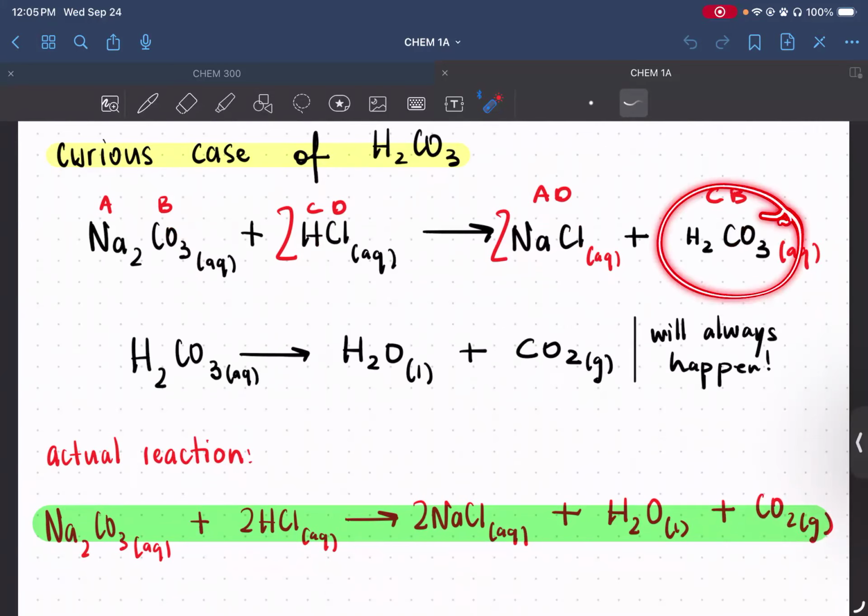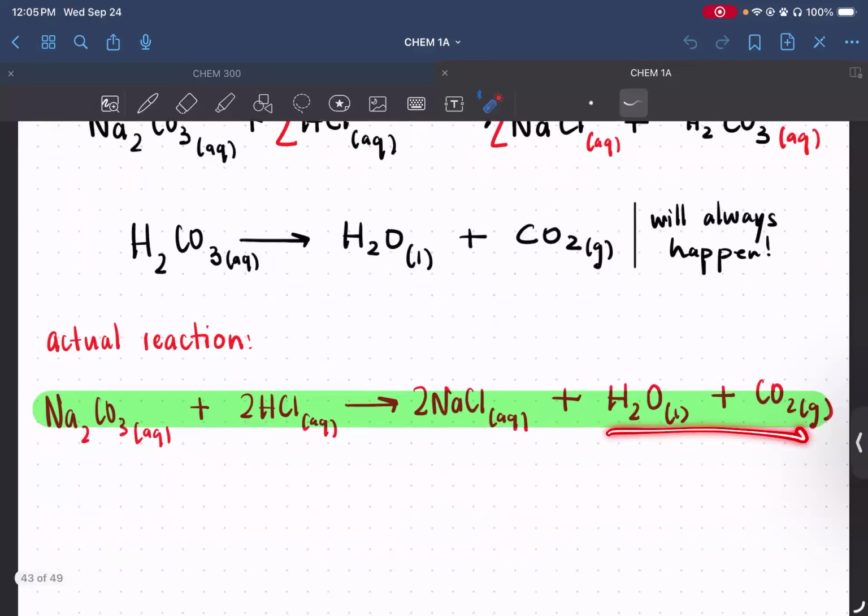H2CO3 has a unique ability that whenever it is formed, it will always decompose into H2O and CO2. So recognizing that this is formed is something you do have to pay attention to, and then recognize that the final answer is not one with H2CO3, but instead with the broken down H2O and CO2.